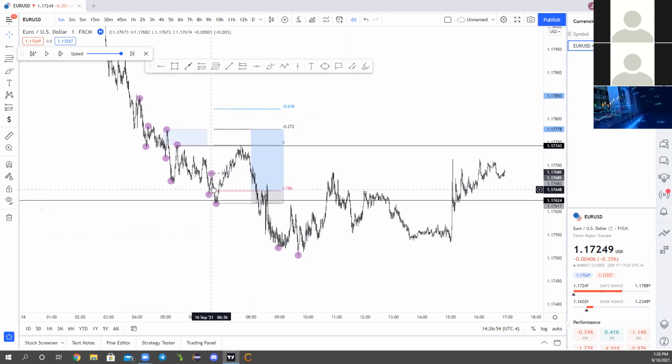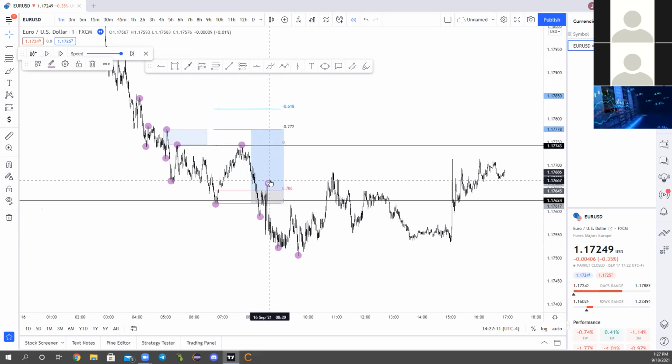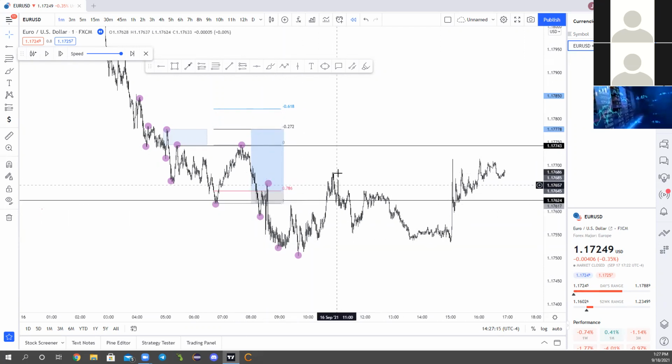Let's clean some of this up. So high, low, right? Let me get rid of this one. And then low, high, low here. And then here's our new low. And then we trade above it here.